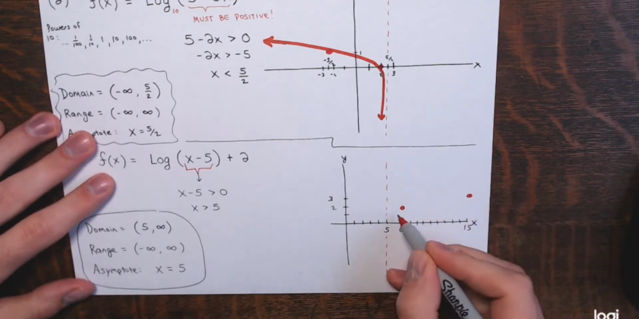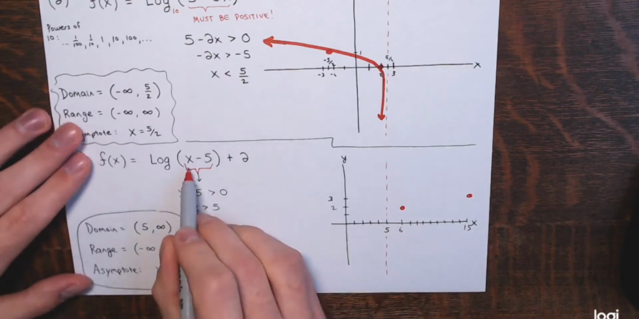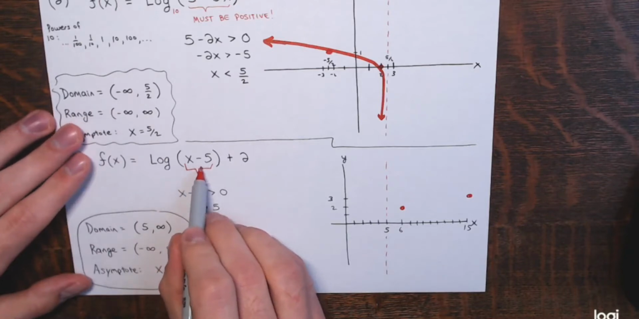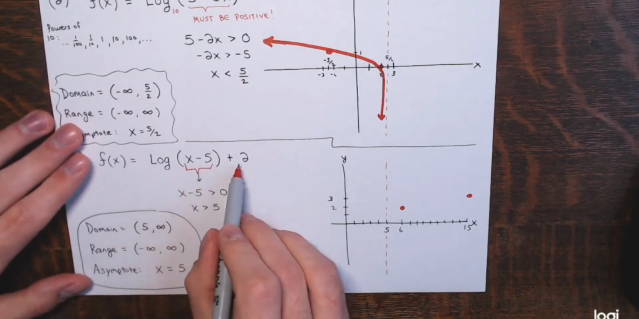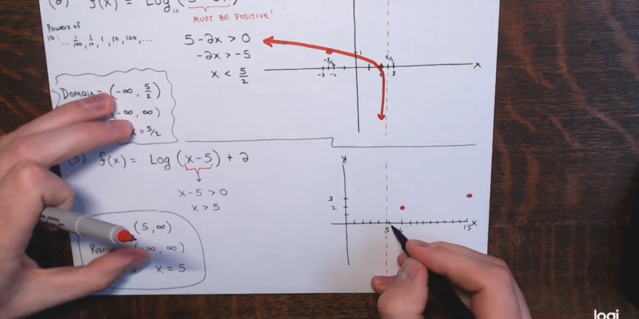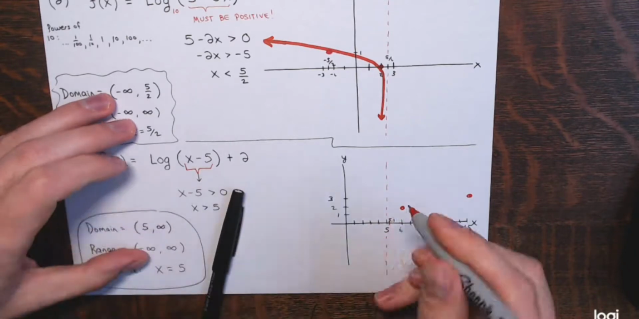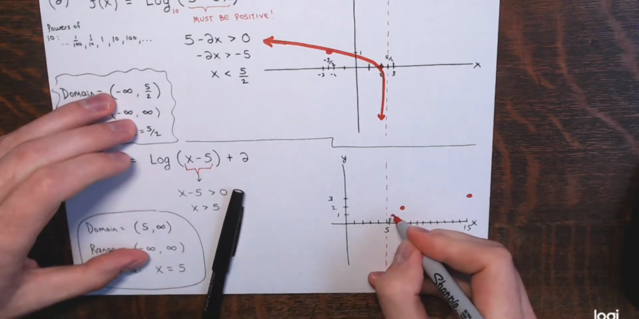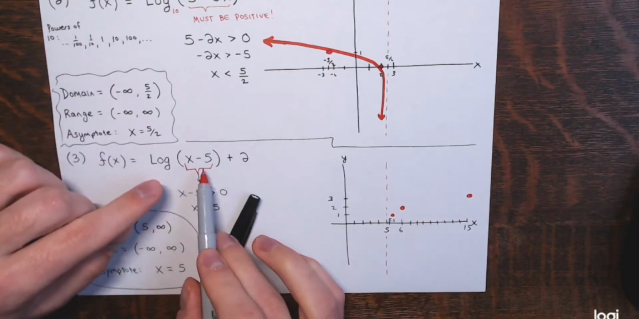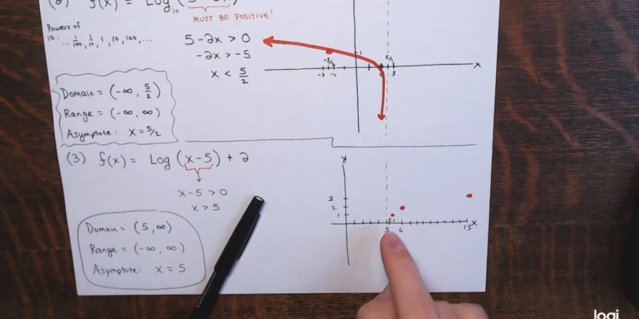Now you can also plug in some number between 5 and 6. Like if I put in 5.1, then I'd have 0.1 in here, 1/10. The log of that would be negative 1, plus 2 is positive 1. So if I plug in 5.1, the output will be positive 1. And if I plug in 5.01, the output would be 0, and so on.